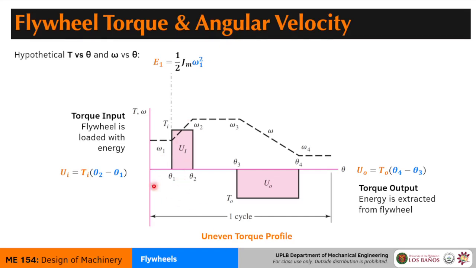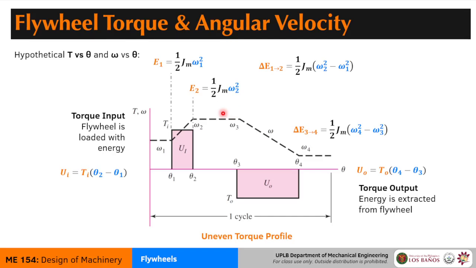If we can do this for state theta 1, we can also do this for state theta 2, of course. And if we want to obtain the amount of energy that the flywheel stored between these two angles, we just take the difference of the energies. And if we want the energy that the flywheel dispenses at this period, we just take the energies at theta 3 and theta 4 and get the difference.